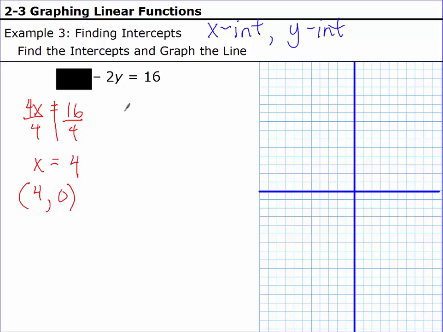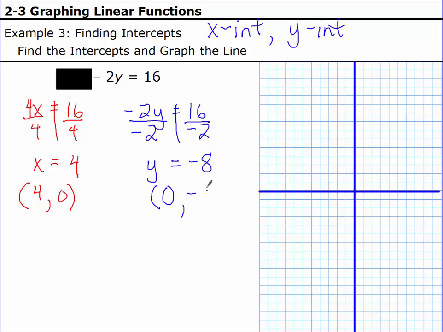So this is actually going to be negative 2y equals 16. Solve it the same way. We're going to divide both sides by negative 2, y equals negative 8. Write this as a coordinate point: we zeroed out our x, and our y we found out was negative 8. Okay, so this over here is our x-intercept. This one over here is our y-intercept.